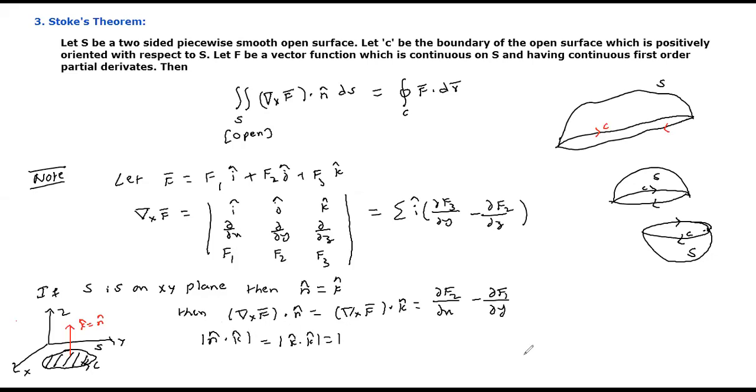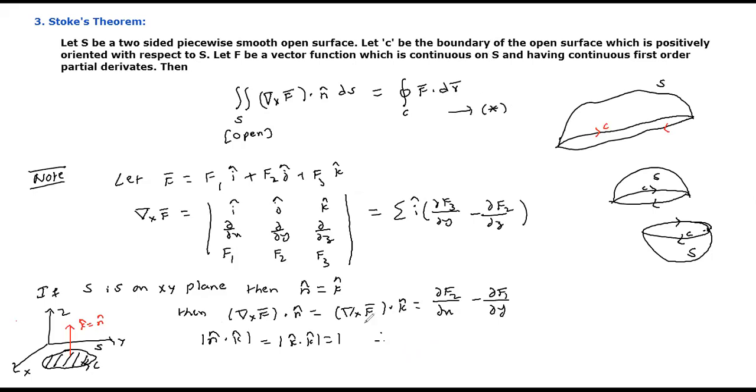Now just put all these things together and see what happens. Therefore, what is the left hand side? The integral over S of curl f bar dot n bar. Let me call this star. I'm going to write this down directly.